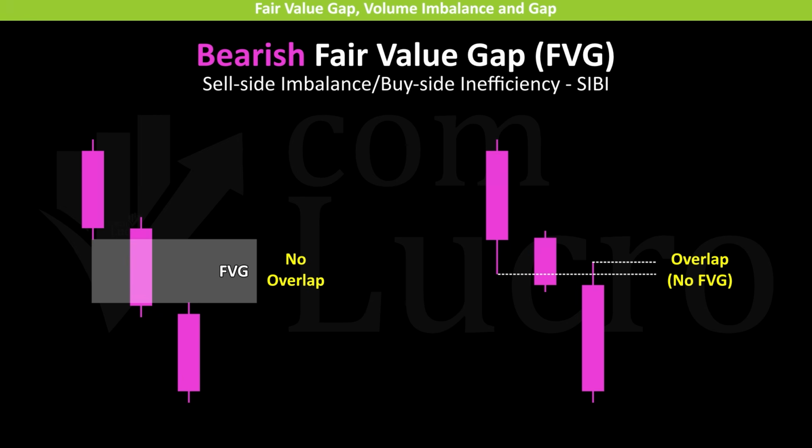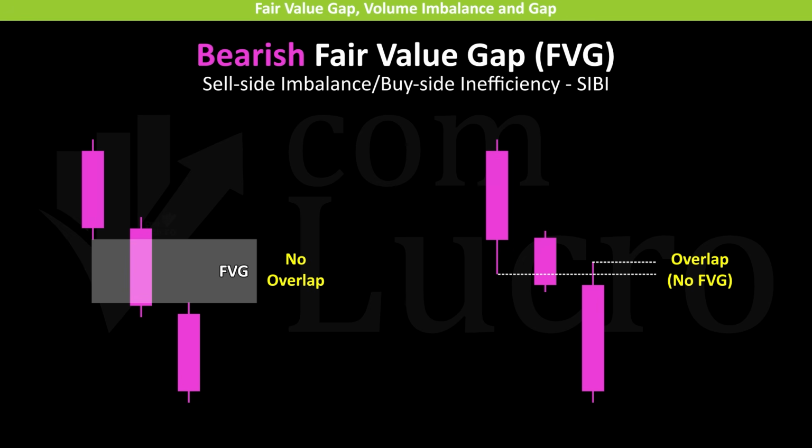On the left, there is no overlap between the lower shadow of the first candle and the upper shadow of the third candle, resulting in a bearish fair value gap. On the right, the lower shadow of the first candle overlaps with the upper shadow of the third candle, which means there is no fair value gap present.